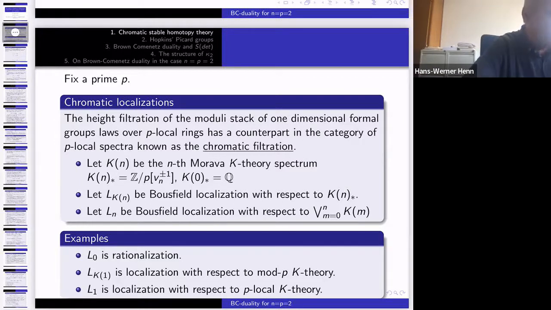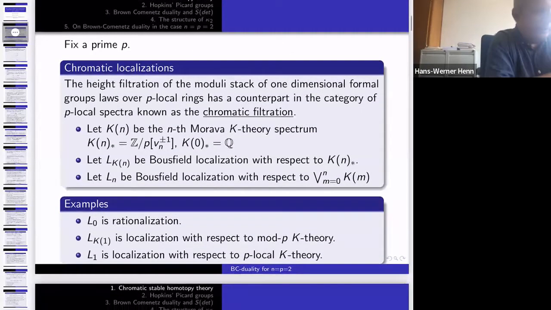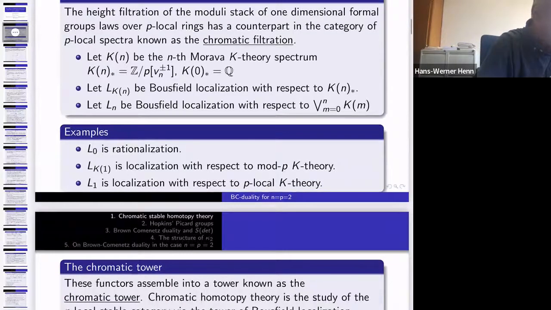So LKn is then Bousfield localization with respect to Kn star, and Ln is Bousfield localization with respect to the wedge of all the Km's, with m running from 0 to n. So examples: L0 is rationalization, LK1 is localization with respect to mod p K-theory, and L1 is localization with respect to p-local K-theory.